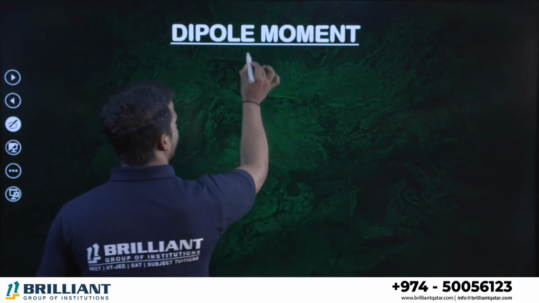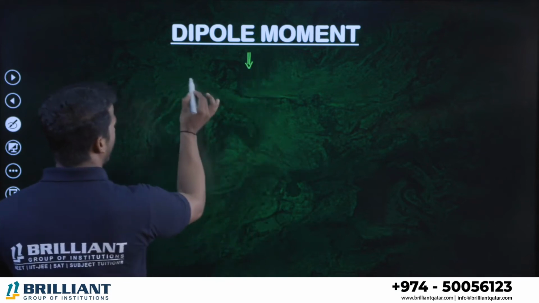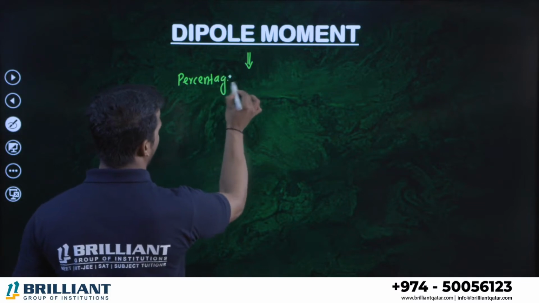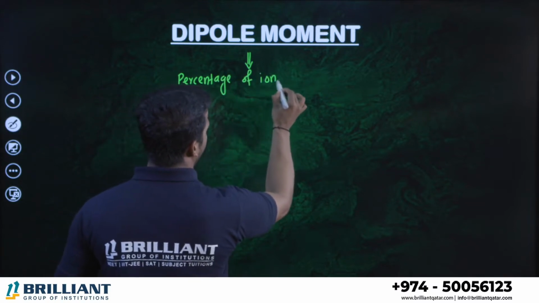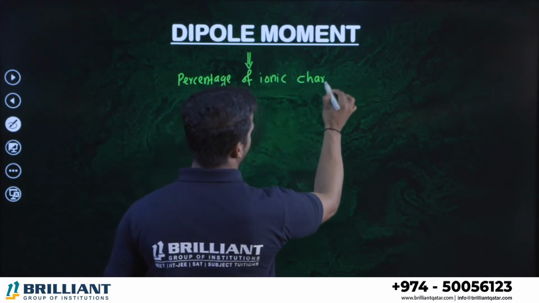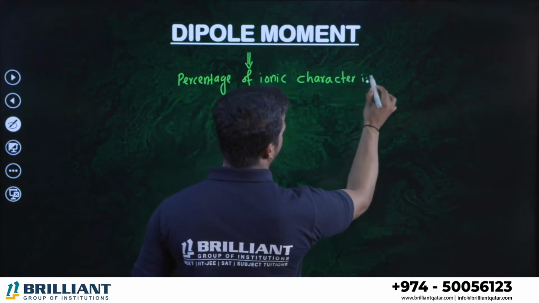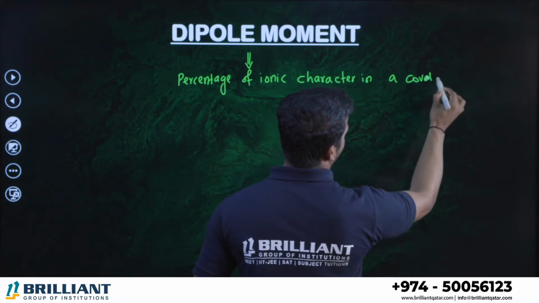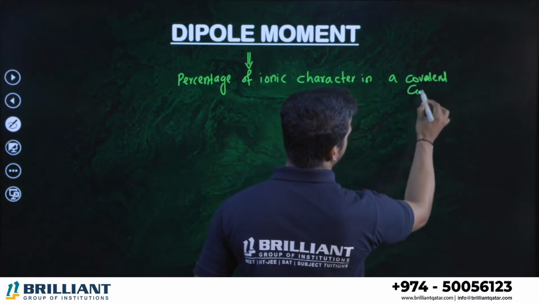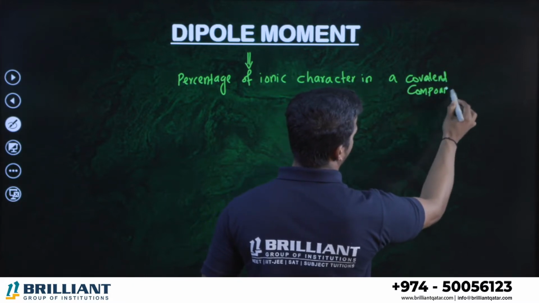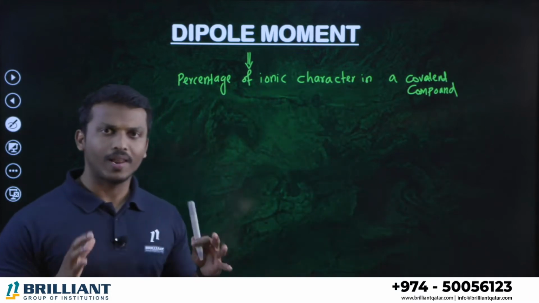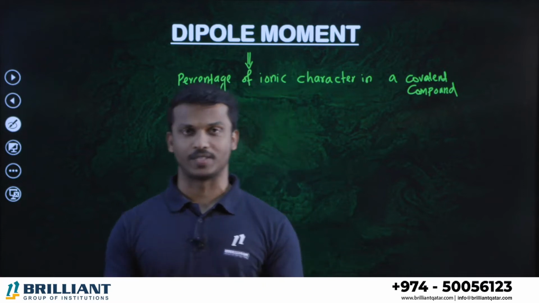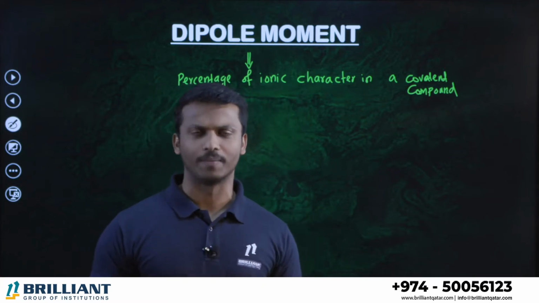In dipole moment, what is the percentage of ionic character in a covalent compound? So in a covalent compound, how much percentage of ionic character is present? That's calculated by dipole moment.